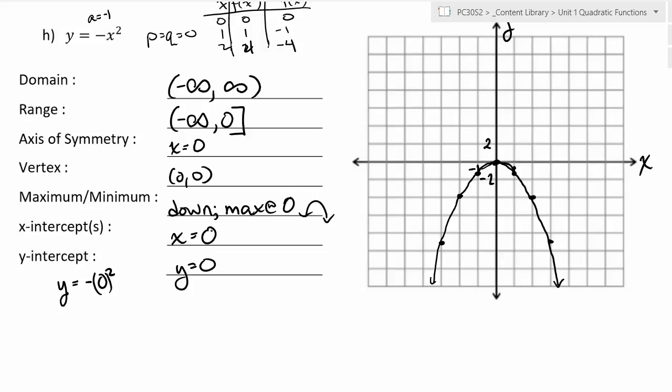Okay, so definitely practice working with vertex form. It is so incredibly helpful. Definitely practice graphing, practice identifying all these properties of quadratic equations.